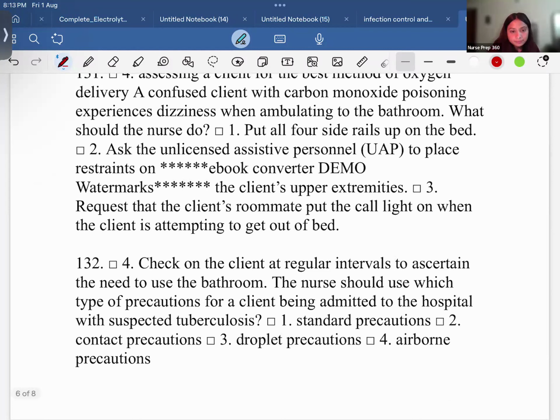Who's going to read? Yes, fourth one. Priya? No, we have Priya in the class. Rosaline, read question number 132.